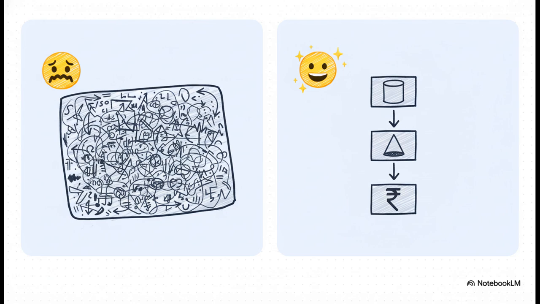And this slide, wow, it shows the difference so clearly. On the left, you've got that messy all-in-one khichdi code, but now look to the right. This is what your code looks like when you use functions. See, each task has its own little box, one to calculate the cylinder's area, another for the cone, a final one for the price. See how neat that is? So much easier to understand.